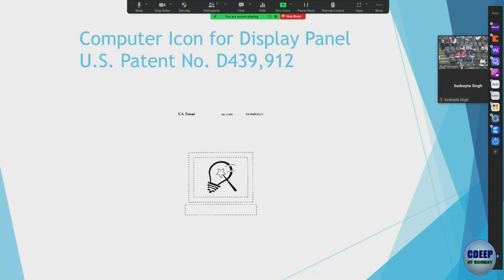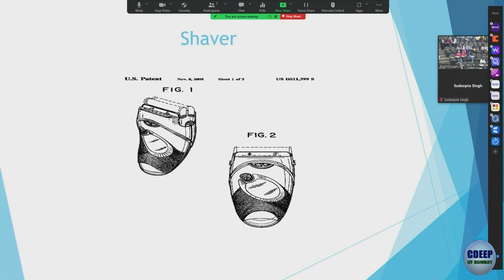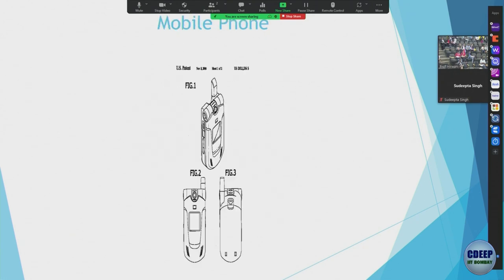Let us look at some other examples. Computer icon for display panel, shaver, electric shavers, mobile phones, the number of design patterns used on mobile phones. One of the case studies which I have given is a very celebrated case, Apple versus Samsung, with $1 billion damage. We will listen to that case study.